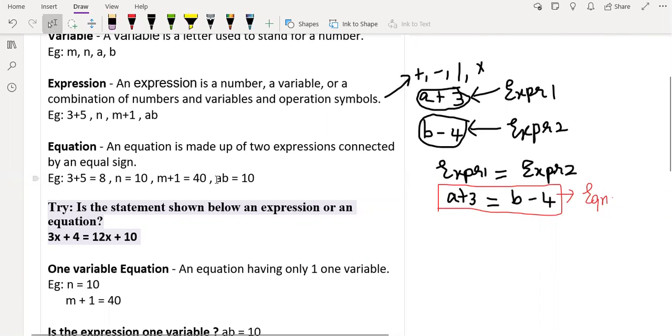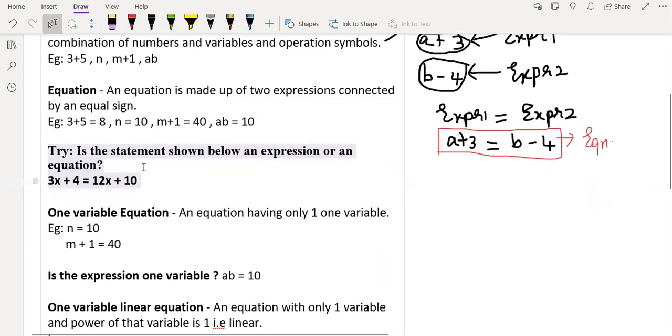Coming to the last example, the left hand side AB is an expression as we saw here, and 10 is also an expression. A number is an expression. So these two expressions are separated by an equal to sign, therefore it will become an equation. So that's the main difference between an expression and an equation, and it's very simple. You can really differentiate them easily.